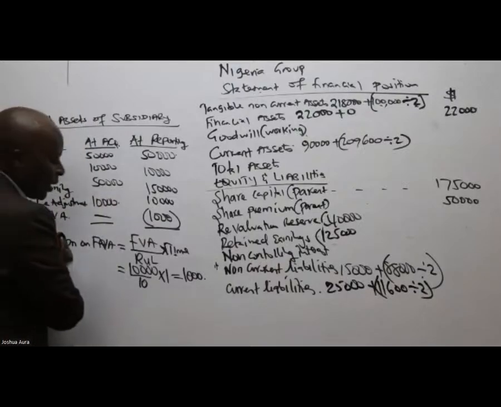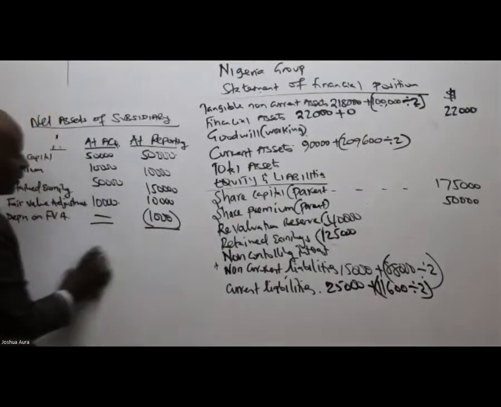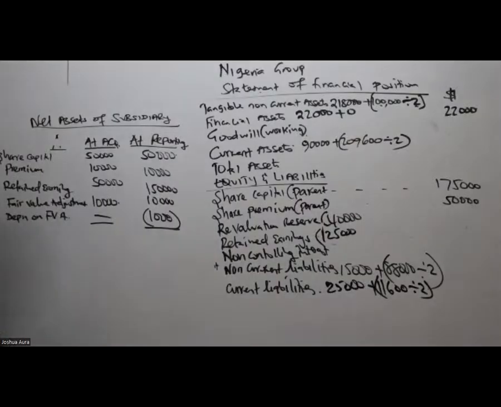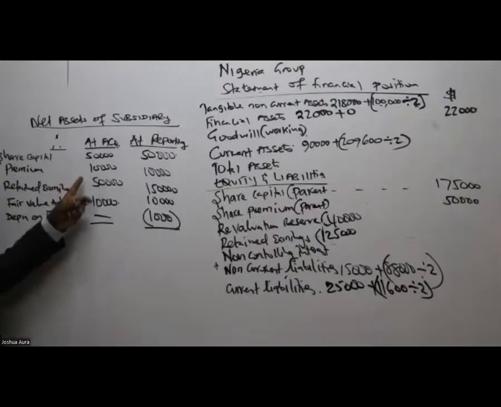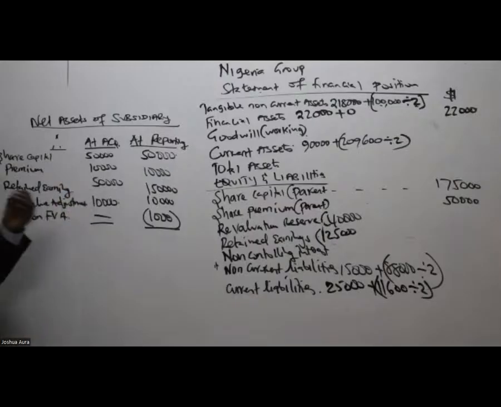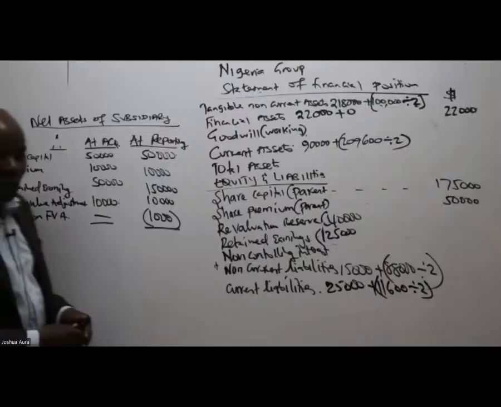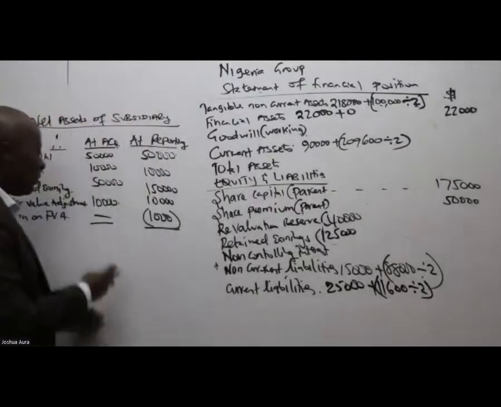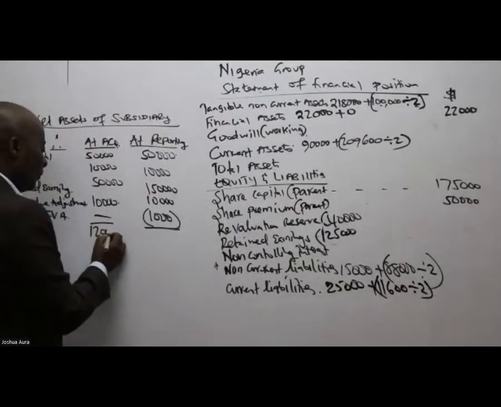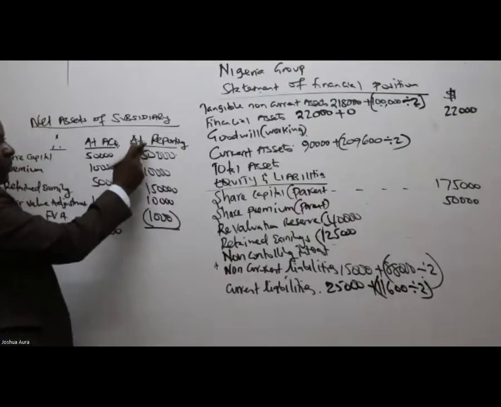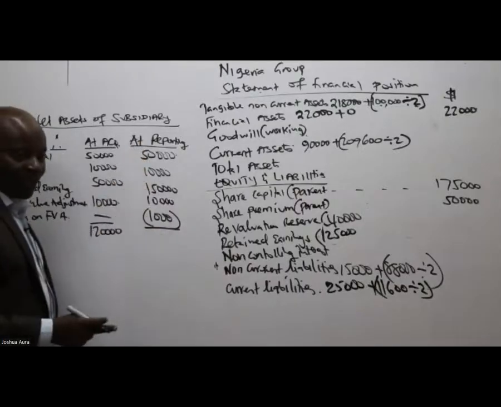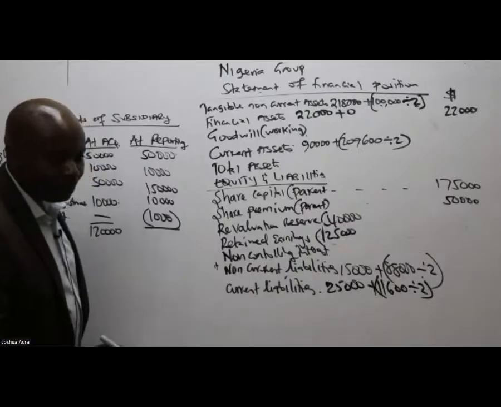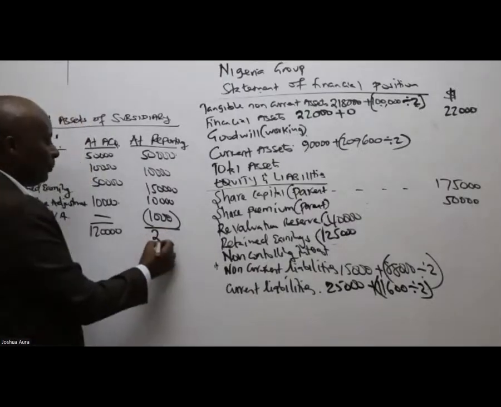So can somebody in this case come and give me the total net assets at acquisition? Can somebody give me something here? So we have here 120,000. Thank you very much. So 120,000 here. Yes. How about net assets at reporting? 210,000.